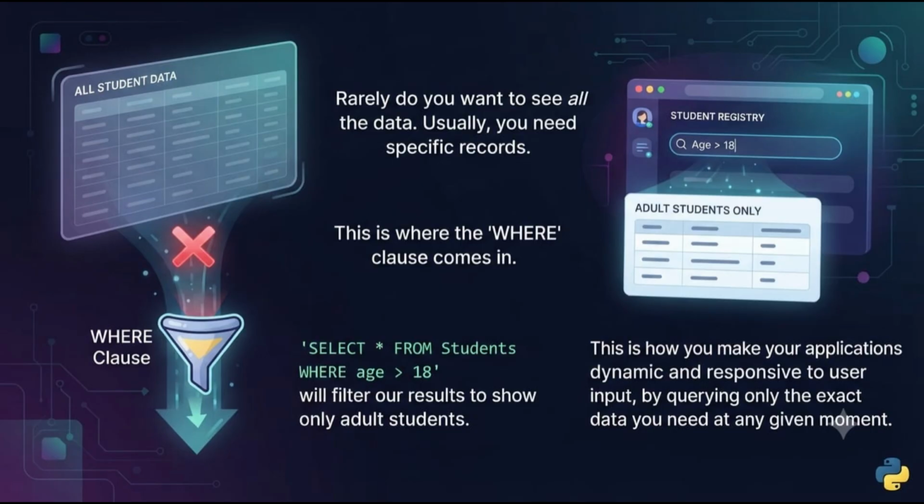Rarely do you want to see all the data. Usually, you need specific records. This is where the WHERE clause comes in. SELECT * FROM students WHERE age > 18 will filter our results to show only adult students. This is how you make your applications dynamic and responsive to user input by querying only the exact data you need at any given moment.